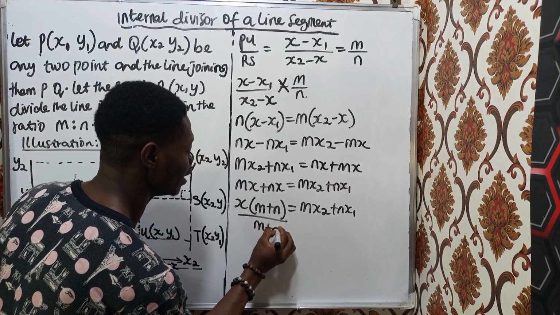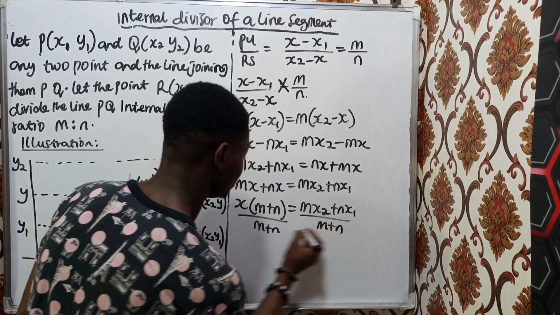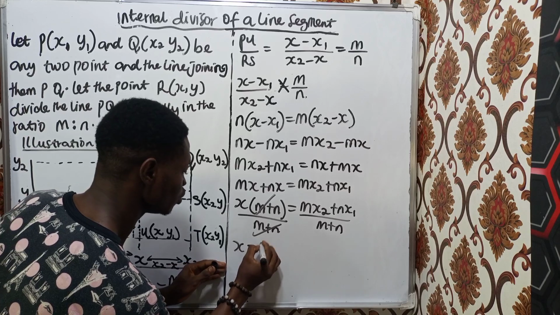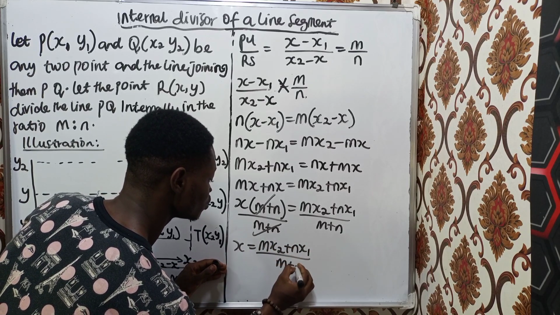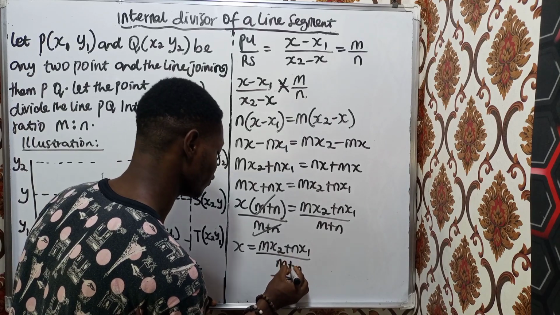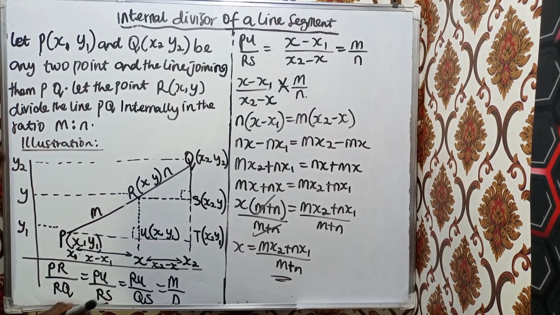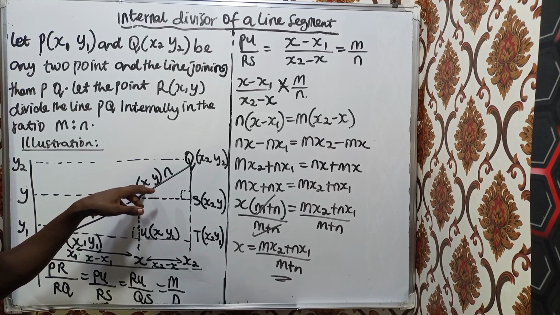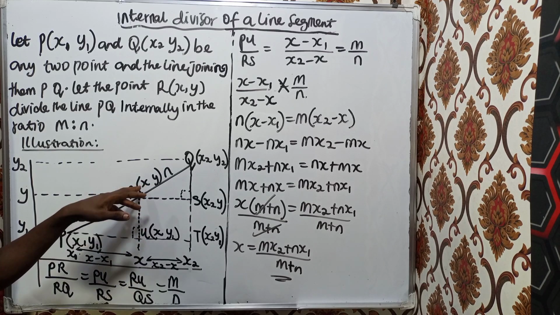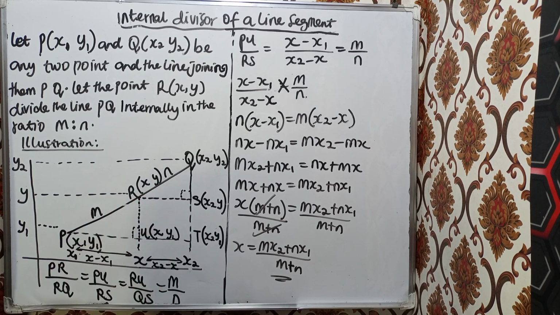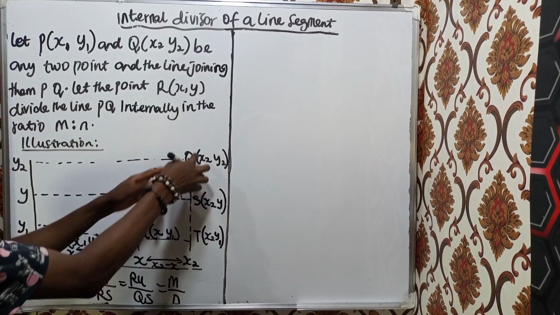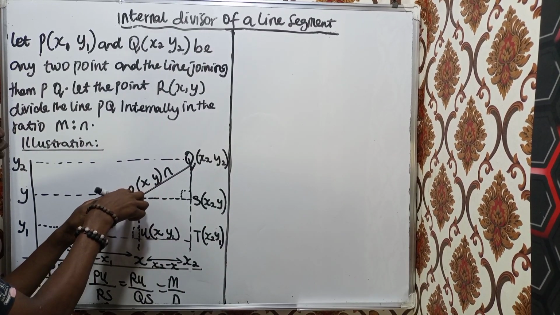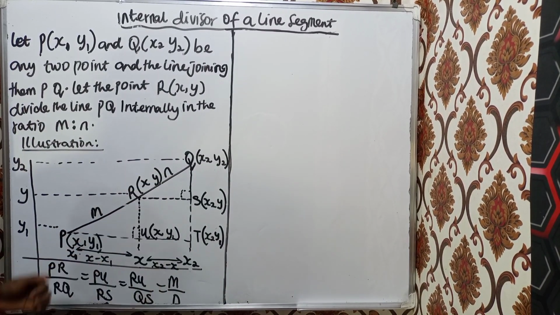We divide by m plus n. So our x is equal to (mx2 + nx1) all over (m + n). So that's our value for x. So we have found the internal divisor for the x axis. So we are looking for y now. So let me clean this side so that we can find our y. So let's continue. We are now looking for y, that's the coordinates, we have coordinates x and y. So we are looking for the y value now.